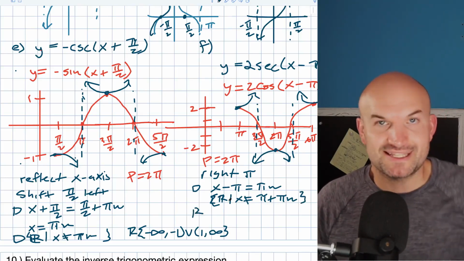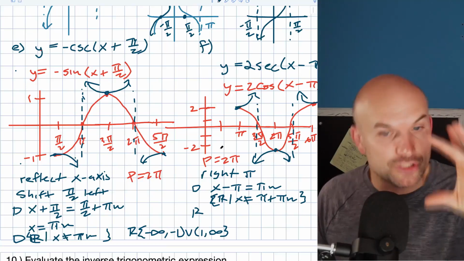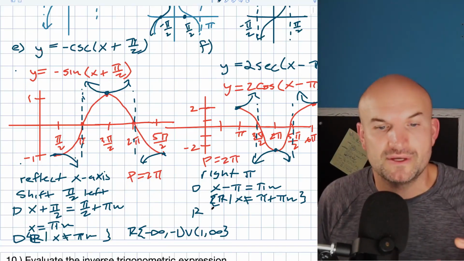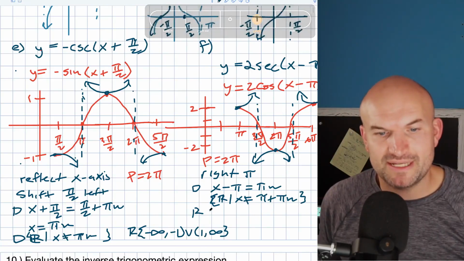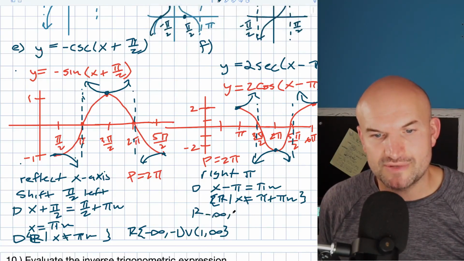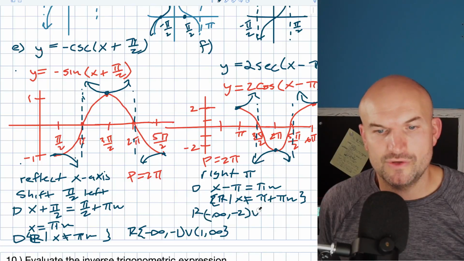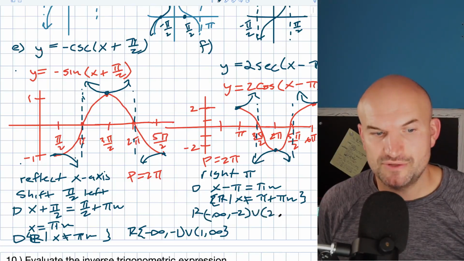And my range is basically saying how low does the graph go to how high does it go? Notice nothing's happening between -2 and 2. So my range here is going to be, using brackets, -infinity to -2, union 2 to infinity. Voila.